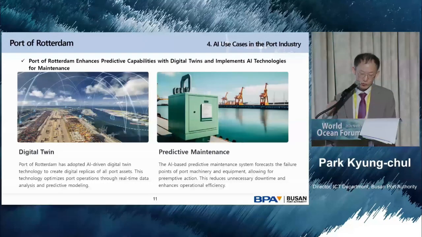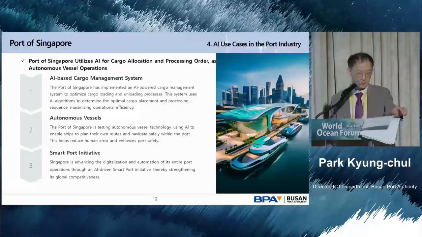So again, using AI, they can schedule when to do maintenance work and forecast when the equipment will break down. That enables the Port Authority to reduce unnecessary downtime and enhance operational efficiency. This is the case of the Port of Singapore. Based on AI, they do cargo allocation. So loading and unloading of cargo is efficiently managed through this system. So they can make optimal decisions to increase the efficiency of the port.